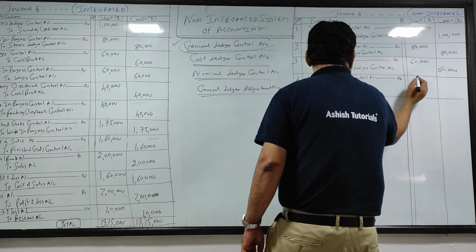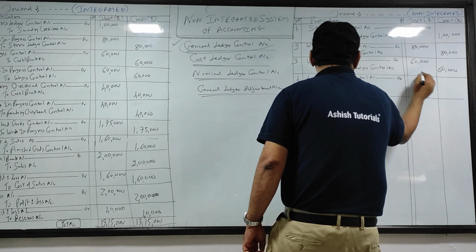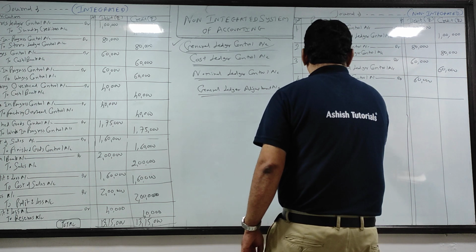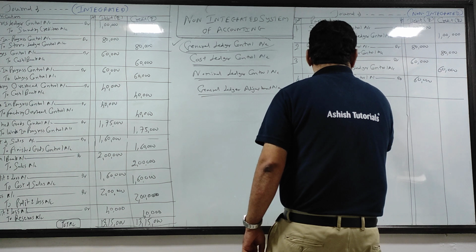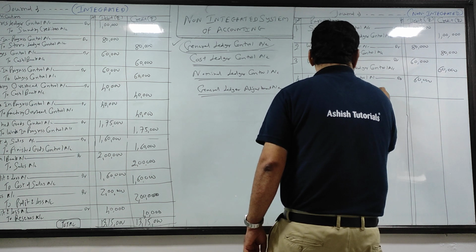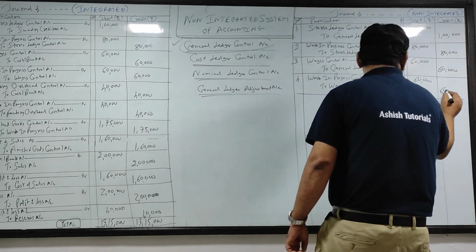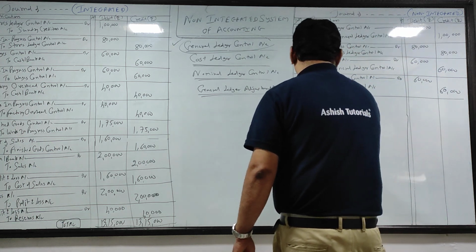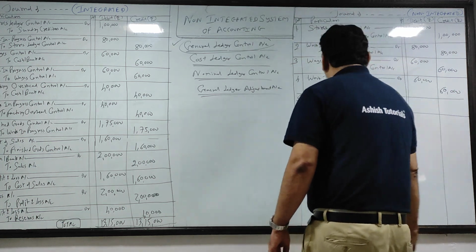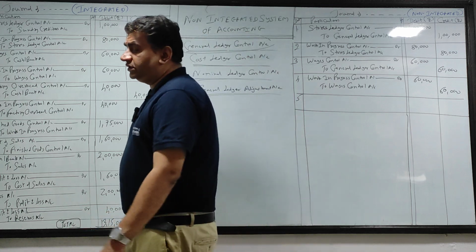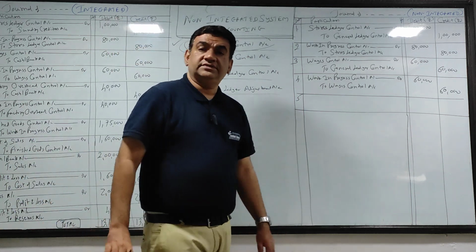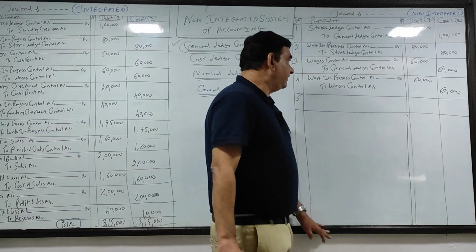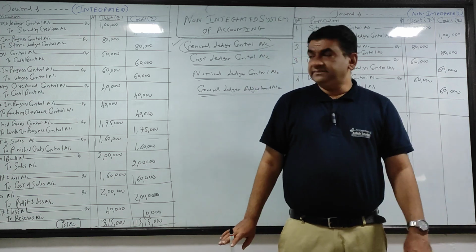Work in progress control account debit 60,000 to wages control account 60,000. Clear with this, guys? Got it?